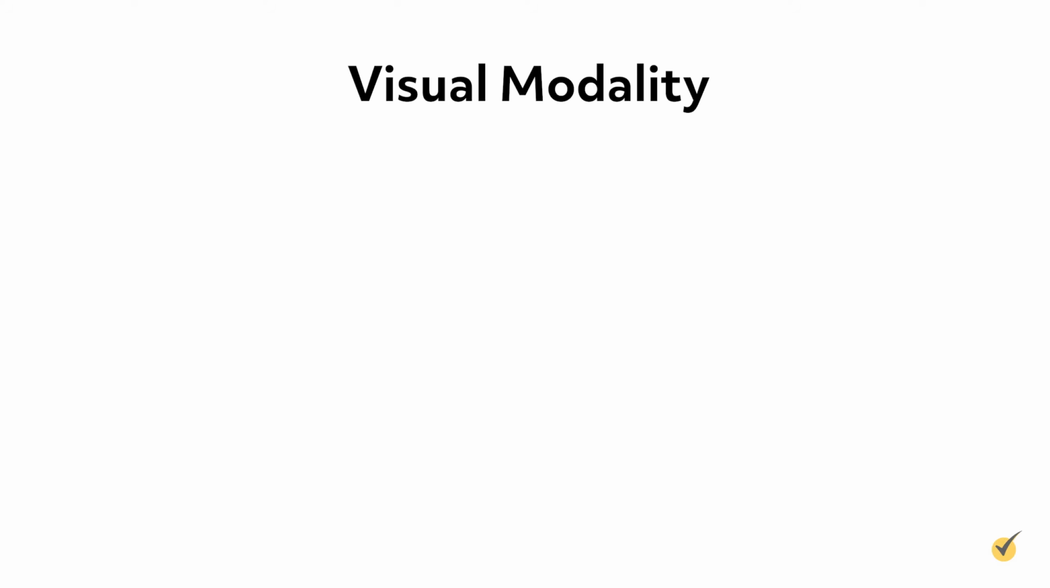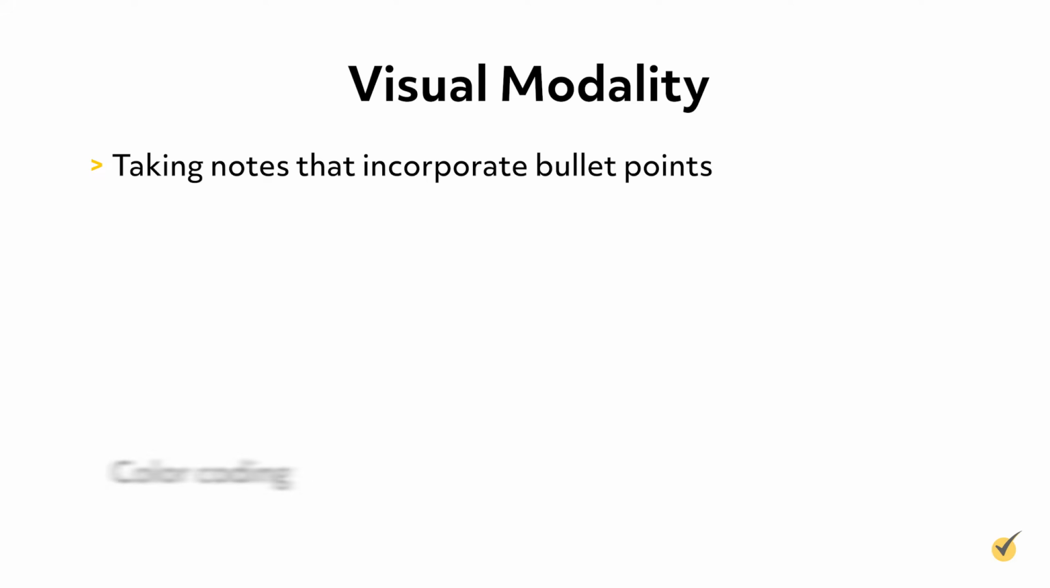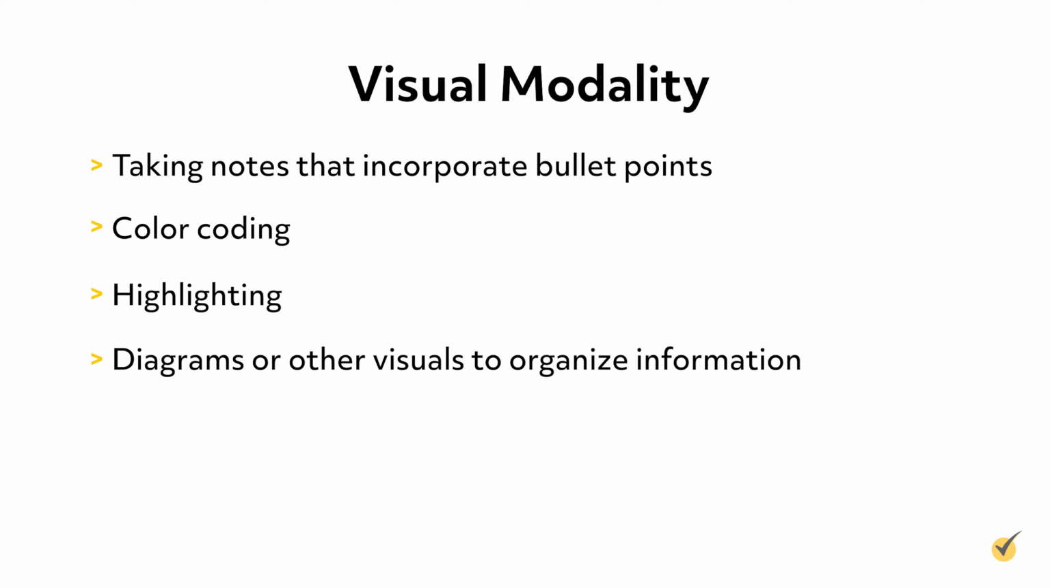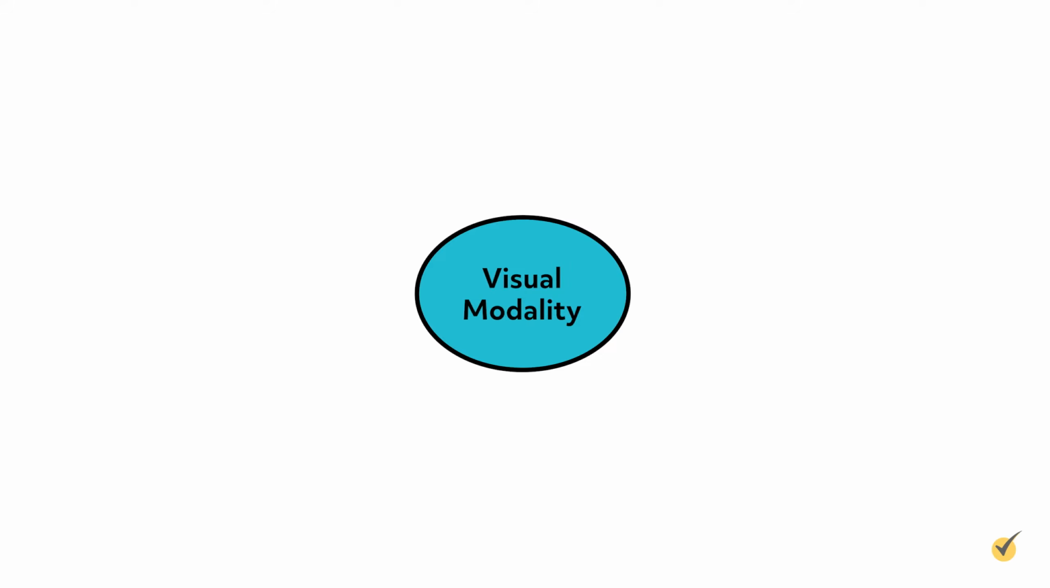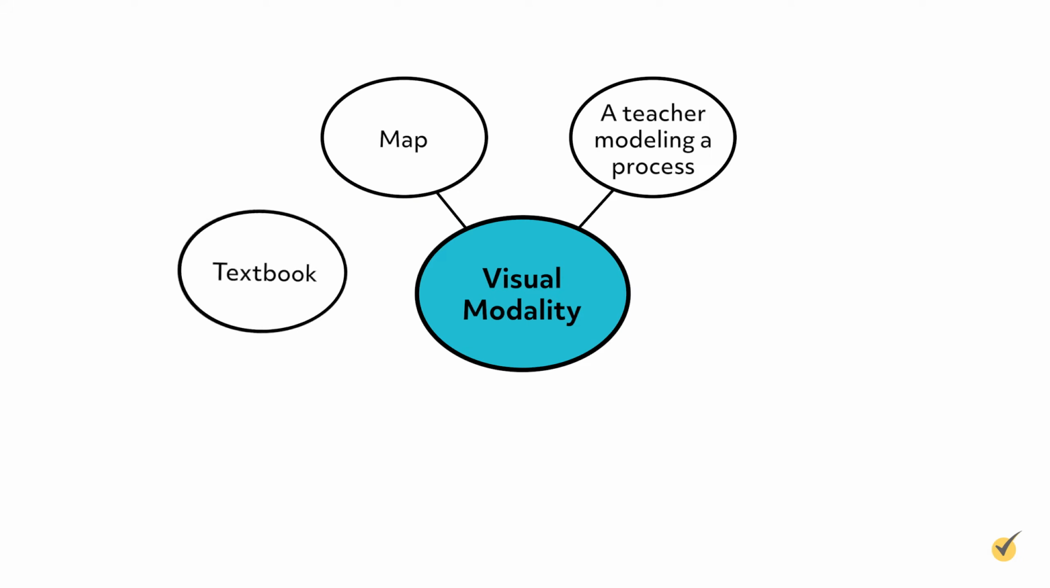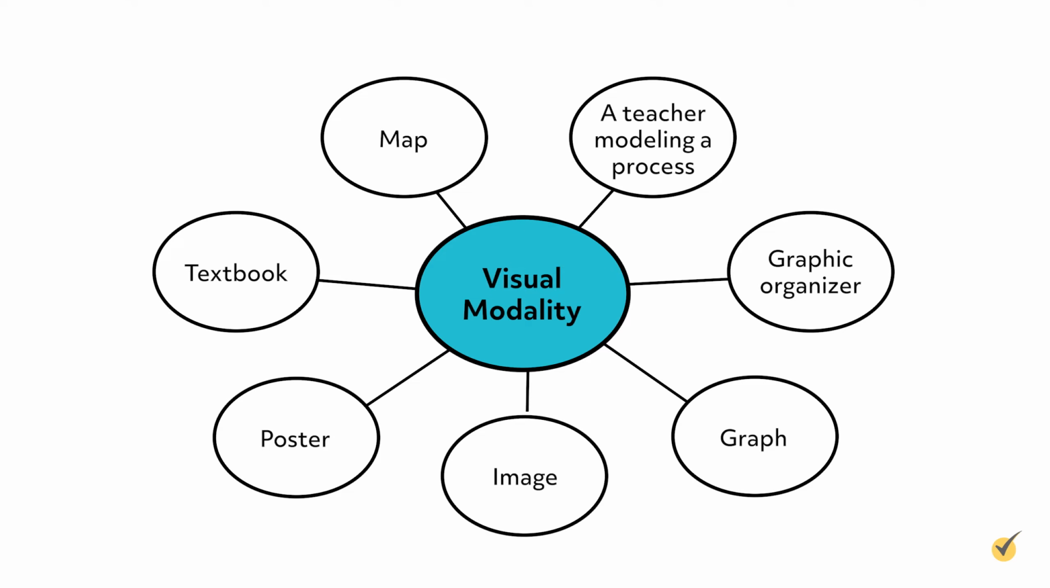Let's explore each modality in more detail now. There are several instructional activities that use the visual modality. This includes taking notes that incorporate bullet points, color coding, highlighting, and other techniques to draw attention to key information. Notes may also include diagrams or other visuals to organize information. The visual modality also includes modeling how to complete new tasks and processes through live demonstrations, textbook examples, or video tutorials. Content can also be shared using charts, graphs, images, and graphic organizers. Teachers may also display posters, anchor charts, and other visual reminders around the classroom to share key information.